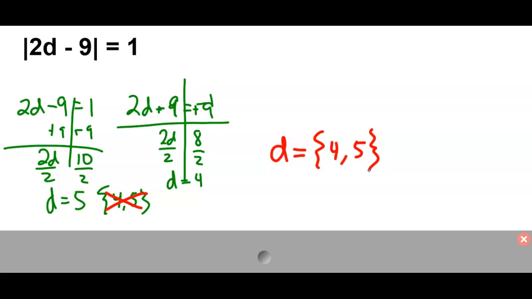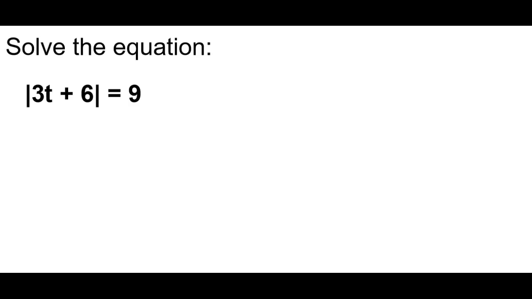Our next example is 3t plus 6 equals 9. 3t plus 6 equals 9. Try this one on your own. Pause the video, try it on your own. What's your first step? Oh, I'm hoping you said rewrite. All right, pause the video, try this one.